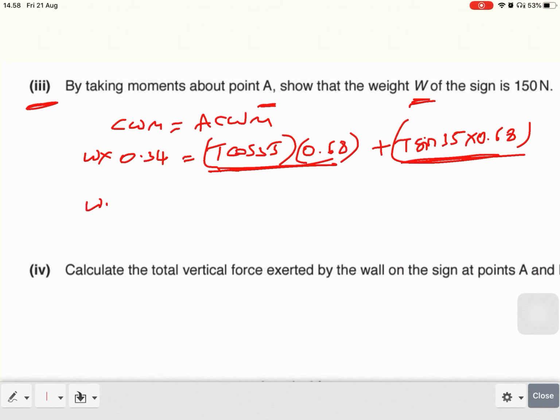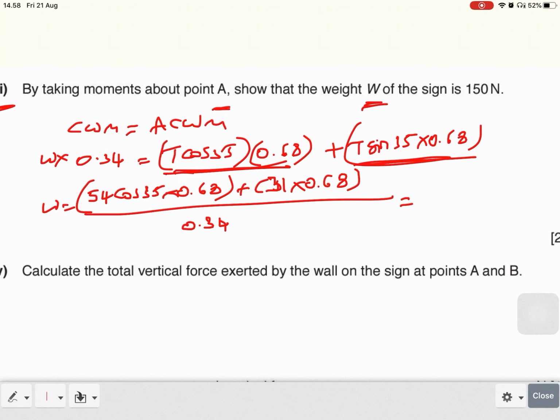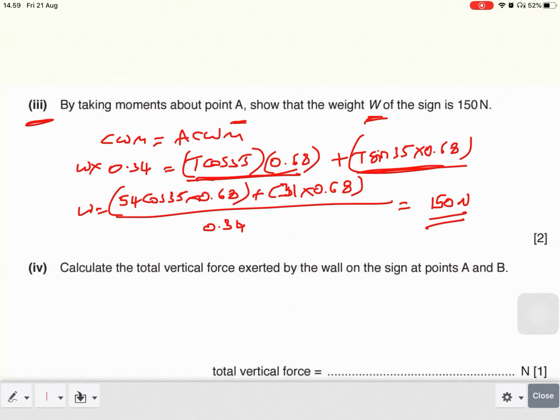So W is equal to 54 cos 35 times 0.68, plus T sin 35, which we just found is 31, so 31 times 0.68, all divided by 0.34, which will give you 150 newtons. If you put it in the calculator, you'll get 150.